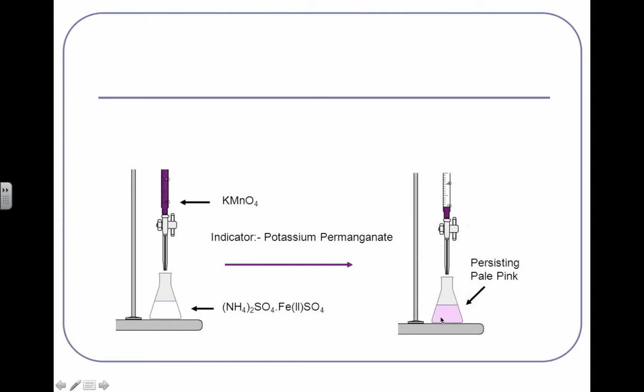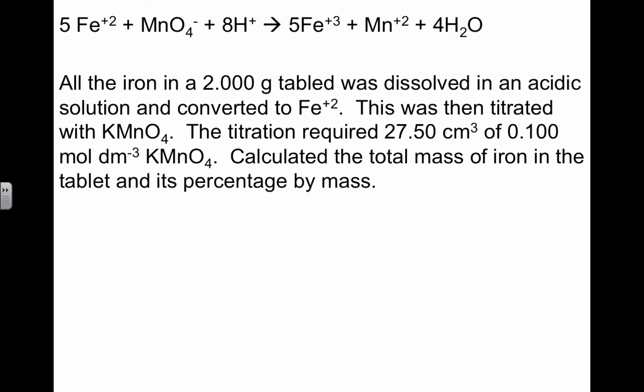So you've added in one drop beyond your equivalence point. You've got a little bit of permanganate in here, and it's this nice pretty pink. And actually that pretty pink is the manganese 2 ion. So here's an example. This is our balanced reaction.